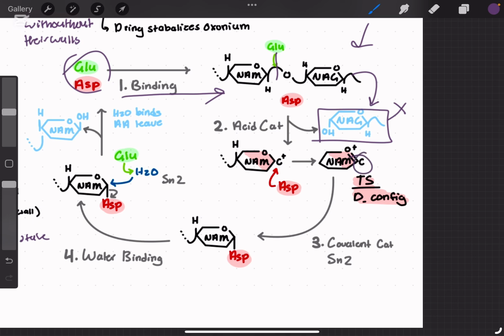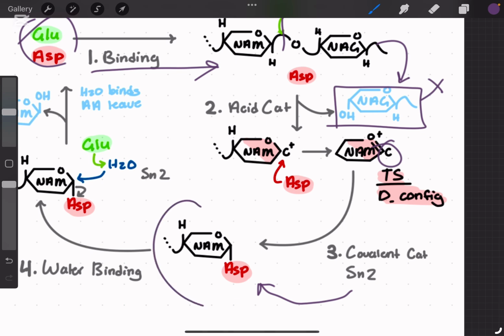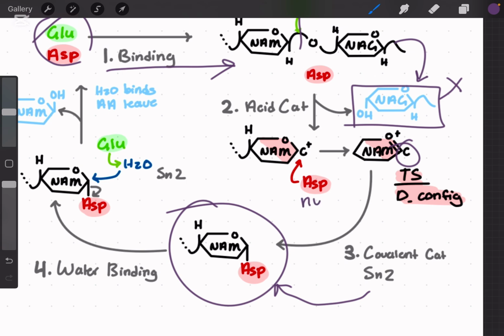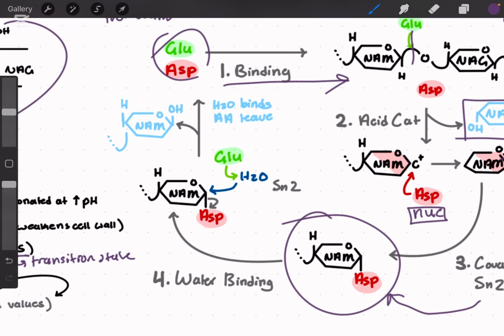And aspartic acid is going to come in and actually bind to NAM and forming this little unit over here. So at this point, aspartic acid is the nucleophile in the reaction, and it's a pretty good nucleophile too, so that's good. So our final step over here is we're going to have water binding.